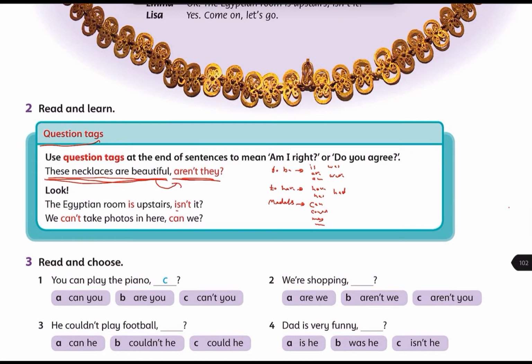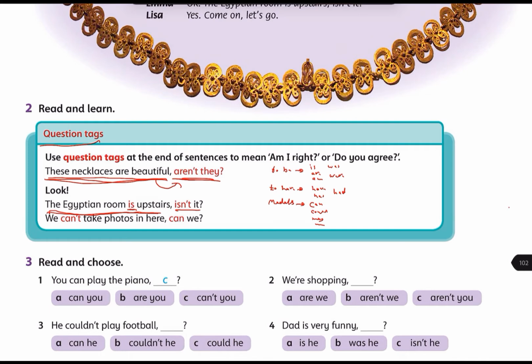As you see here, the Egyptian rooms are upstairs. If you look here, we have the auxiliary verb is. We use it, and here the sentence is a positive statement. When we change it to a question tag, it becomes a negative sentence.